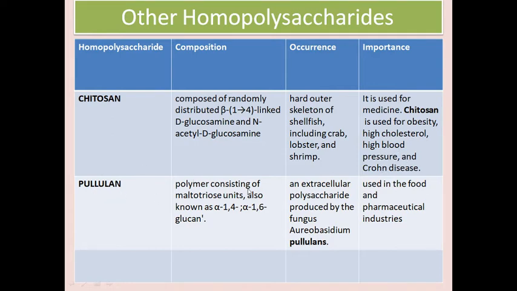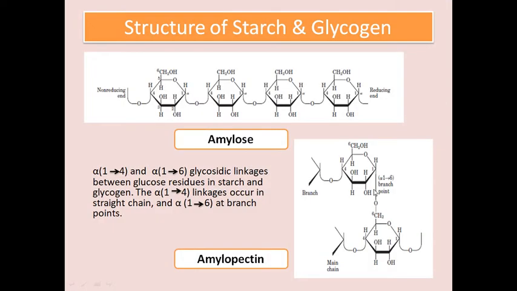Pullulan is a polymer consisting of maltotriose units with alpha 1,4 and 1,6 linkage. Occurrence: it is an extracellular polysaccharide produced by the fungus Aureobasidium pullulans. Its importance is that it is used in the food and pharmaceutical industries.